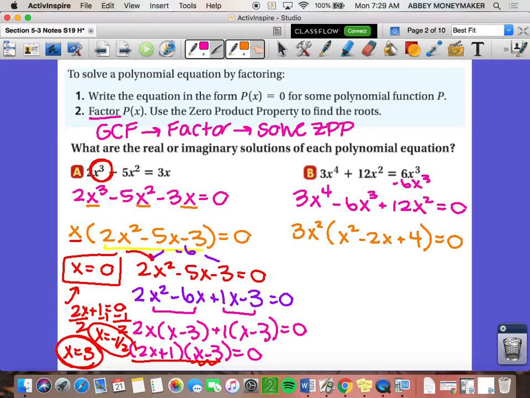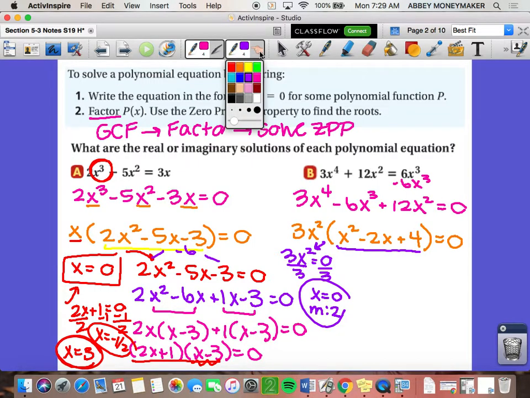Now from here, we can again do our zero product property, and we can set both of these individually equal to 0 and solve. So here, I would say 3x squared is equal to 0. Divide by 3 and take the square root. That's just going to give you 0. And it specifically would have a multiplicity of 2 because it has that power right there. That's really important. We talked about that in 5.2. Now from here, let's look at this quadratic. Is there anything that multiplies to give me 4 and adds to give me negative 2? Sadly, no. So we're going to have to use the quadratic formula.